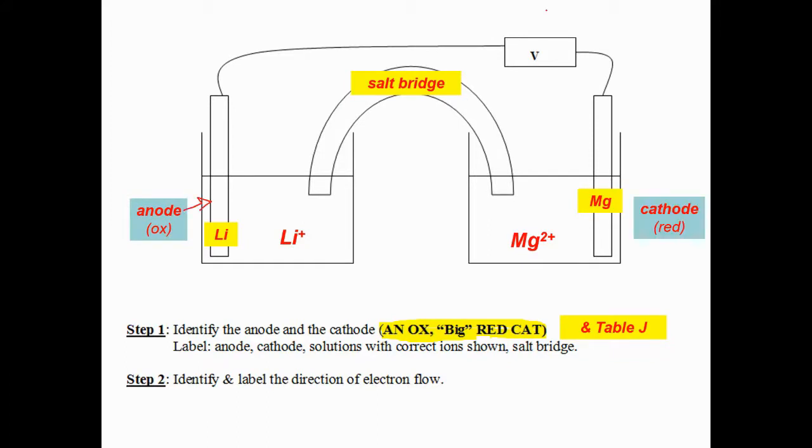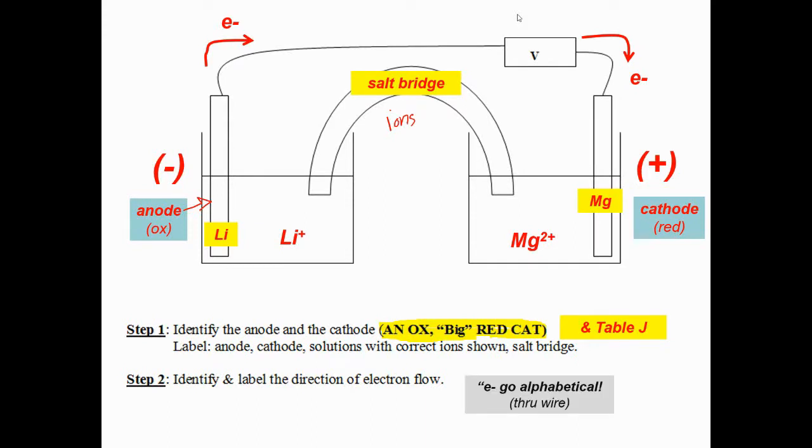Okay, that means this must be the cathode, and the electrons must be flowing from anode to cathode. And don't forget, the salt bridge in the middle is for transfer of ions. You have to have a complete loop for electricity to be able to flow. And again, the cathode with the T in it, T looks like a plus sign, so that's the positive side, and the electrons go alphabetically through the wire.